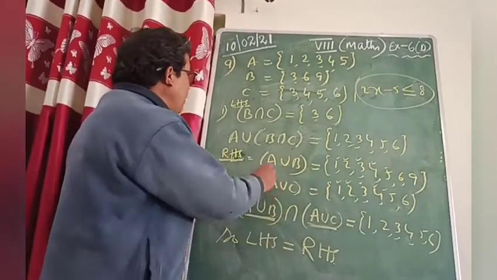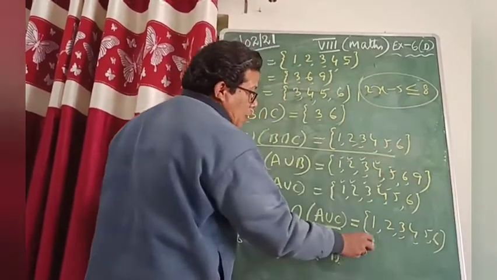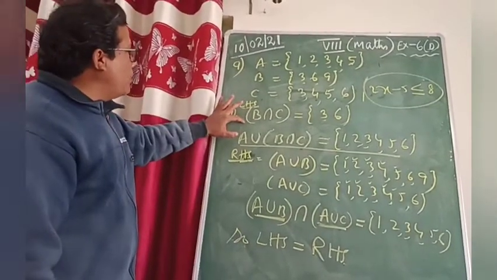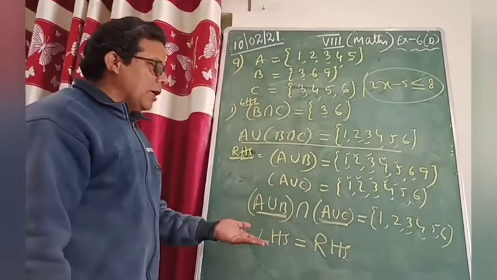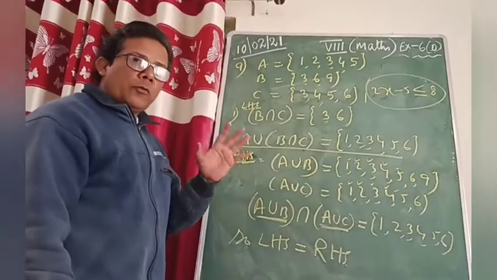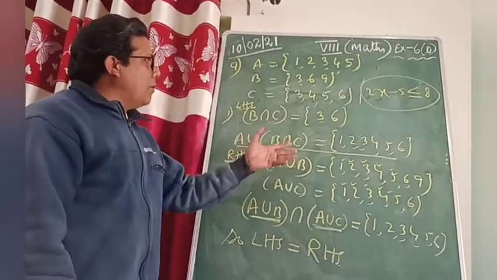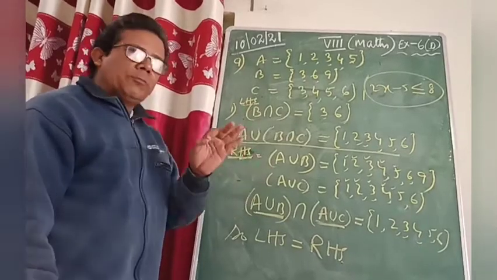Now here you can see, when you got this here, you got the value 1, 2, 3, 4, 5, 6. Here you also got 1, 2, 3, 4, 5, 6. So what you have proved is the value of the left hand side is equal to the value of the right hand side. So this is what I was supposed to prove, and I proved it. So if you know the meaning of intersection, if you know the meaning of union, it will be very easy for you to find out. Now I am going to solve the second part of this particular question, beta.